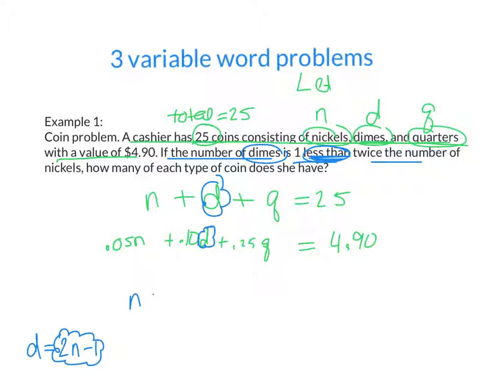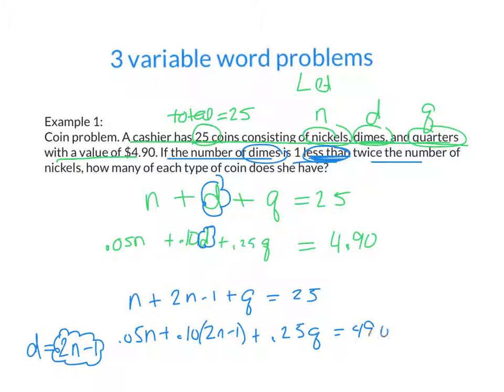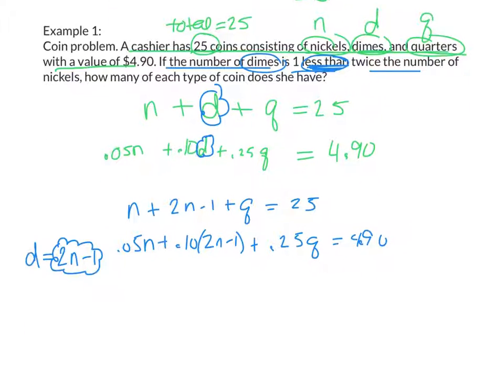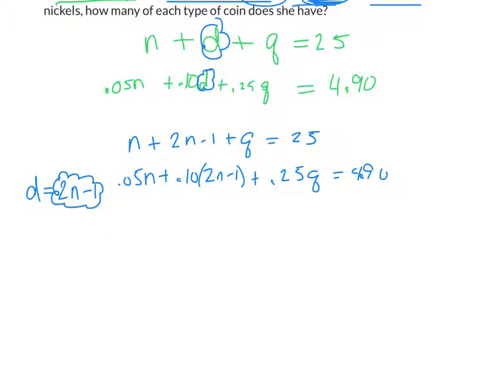So that means my first equation is going to become n plus 2n minus 1, because I replaced that with the D, plus Q equals 25, and I have 0.05 N plus 0.10 times 2N minus 1 plus 0.25 Q equals $4.90. So I'm going to clean this up by first combining these like terms in the first equation to get 3N. I'm also going to add the 1 over, and then plus Q equals 26.